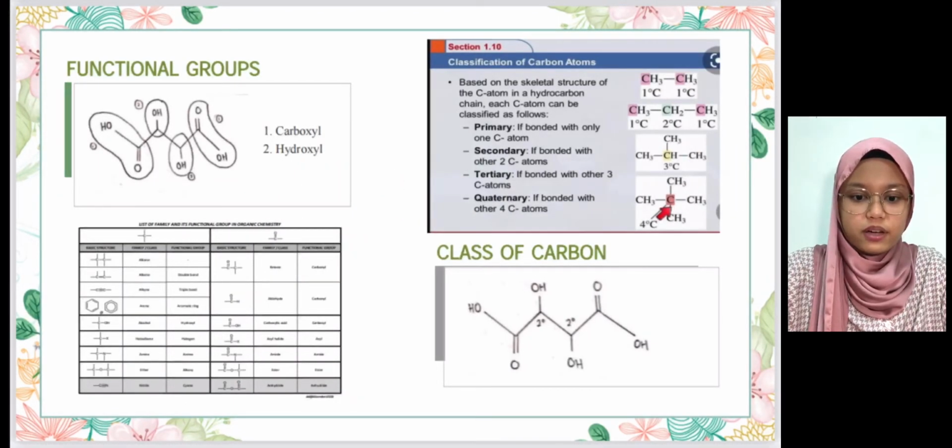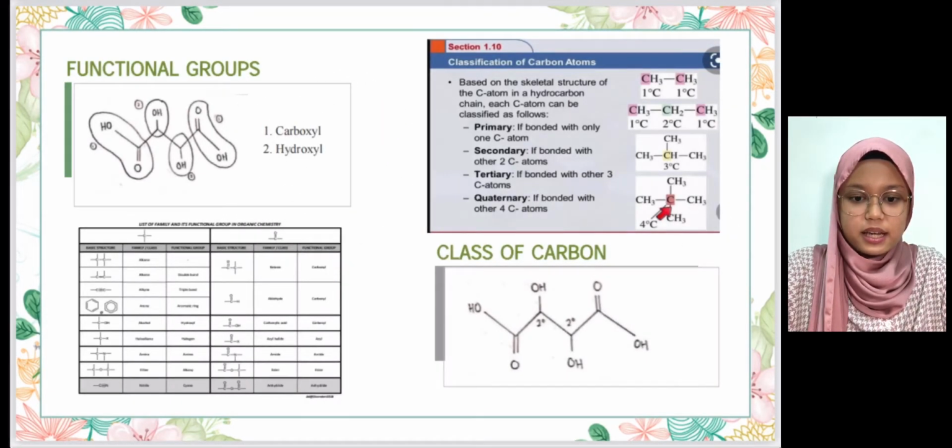Both the left and right sides of the structure are the same. Here we have COOH and this one is also COOH. Same goes with the COH, and the other one is also COH. So that's why this only contains 2 functional groups.